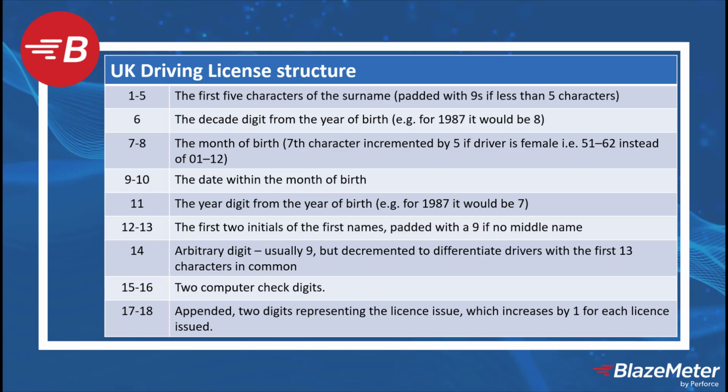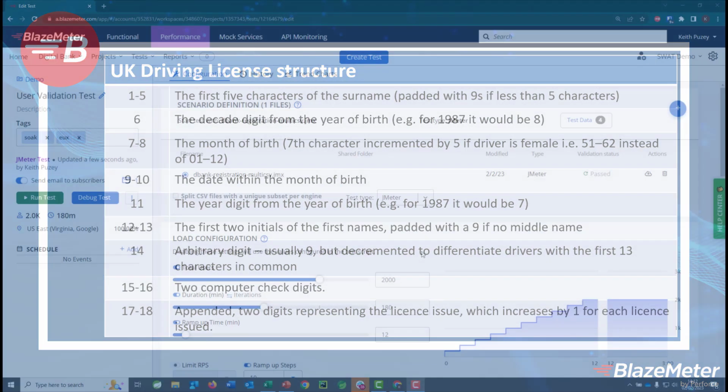And as you can see, the first 5 characters here will be the surname. Now, if there's not 5 characters, you need to pad that with the number 9. And as you can see for the rest of this, it then defines how each character within the driving license is generated based on the user's first name, last name, and date of birth. And we're going to show you how we can do this with BlazeMeter.